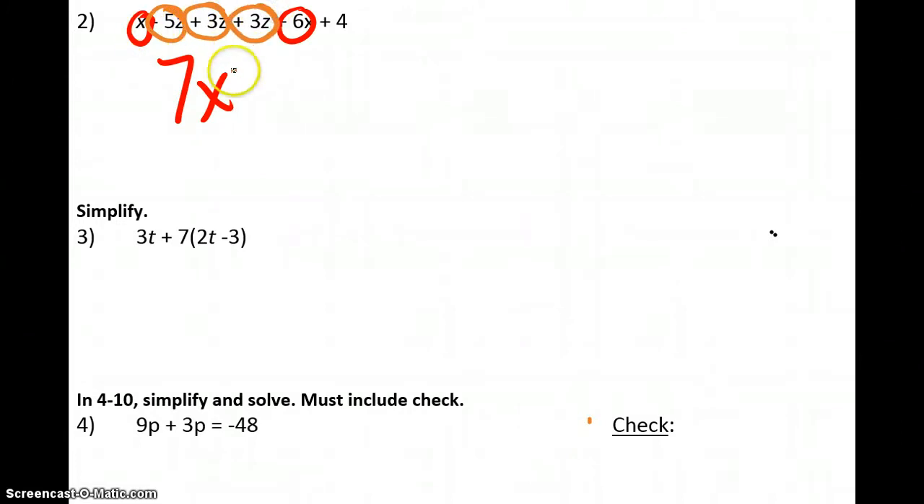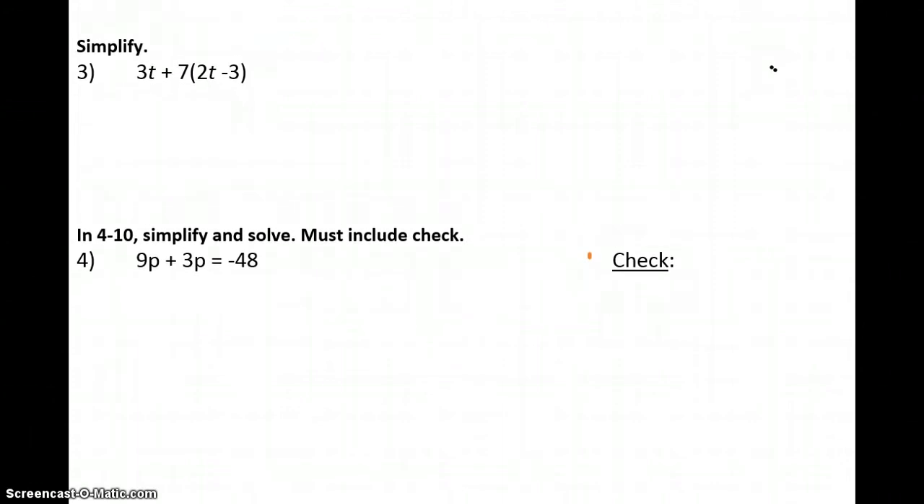Okay, so minus 5, and this is when I just add their coefficients. Minus 5 plus 3 is negative 2. Negative 2 plus 3 is 1. So 1z is the same thing as plus z. This 4 up here, I can't forget about it. It doesn't have anything to combine with, but it just adds on as plus 4. So that would be your final answer for number 2.